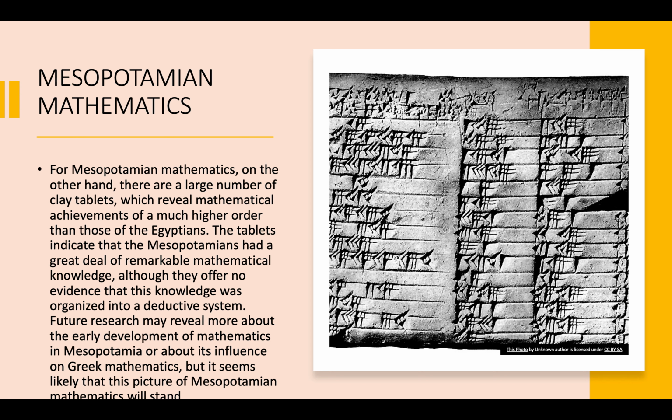The tablets indicate that the Mesopotamians had a great deal of remarkable mathematical knowledge, although they offer no evidence that this knowledge was organized into a deductive system. Further research may reveal more about the early development of mathematics in Mesopotamia or about its influence on Greek mathematics, but it seems likely that this picture of Mesopotamian mathematics will stand. I have attached a picture of a clay tablet on the right hand side belonging to the Mesopotamian period.